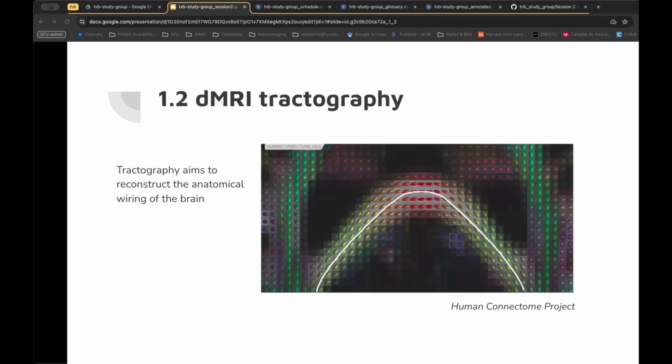Any questions there before I move on? This is bare bones basics. That's what I would like everyone to know about how we create a structural connectome.